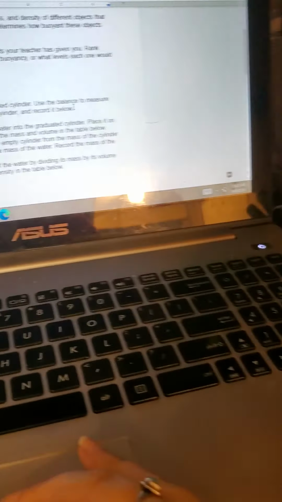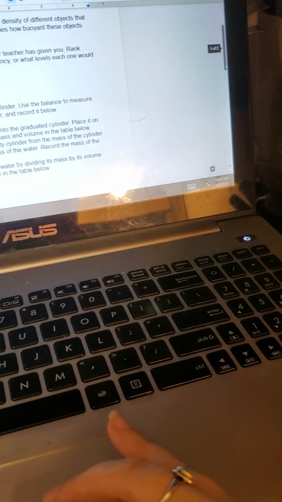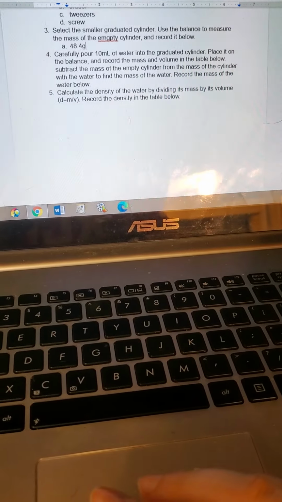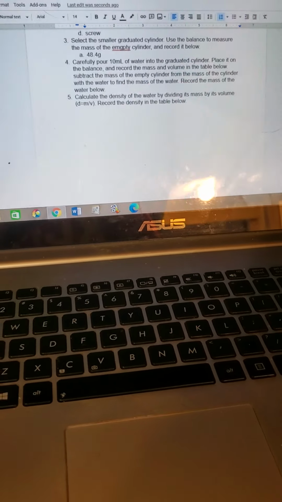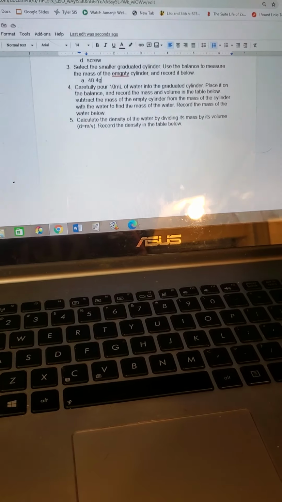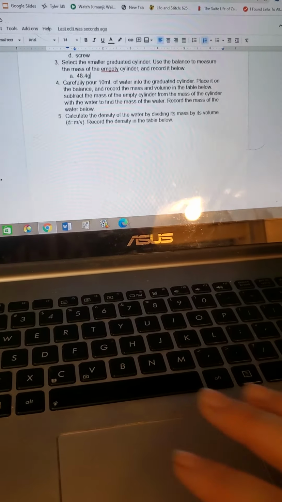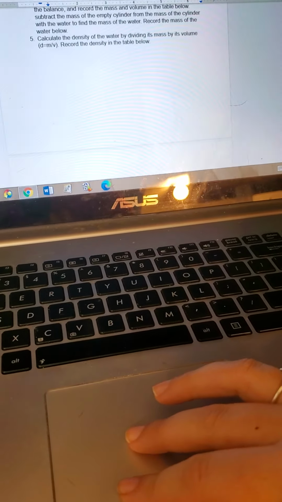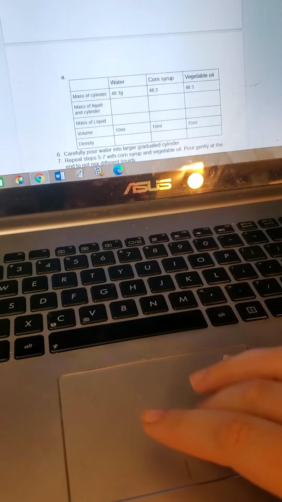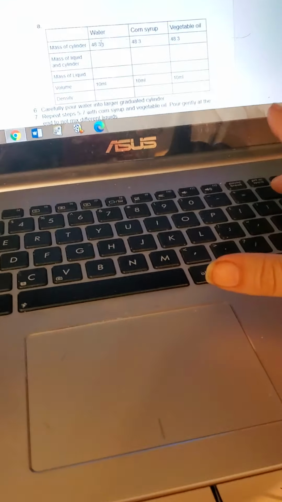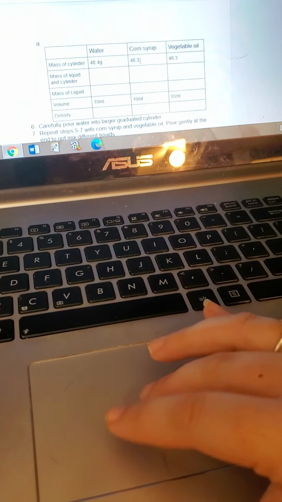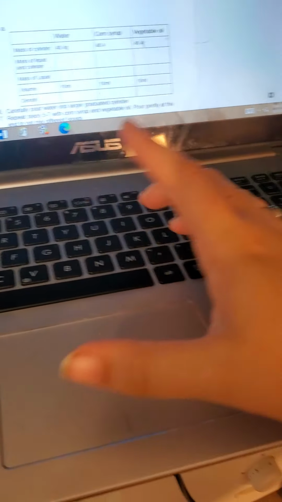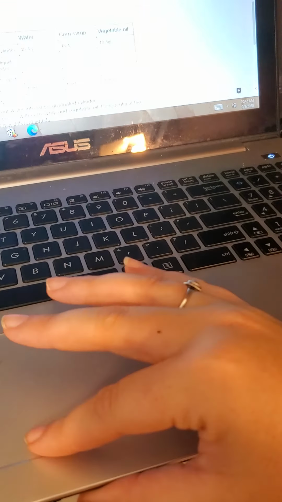Grams. Okay. So now we're going to slide down here, and it says carefully pour 10 milliliters of water into the graduated cylinder and place it on the balance and record the mass. Volume in the table below. Subtract the mass of the empty cylinder from the mass of the cylinder with the water, so you can get the mass of the water and record it below. So the mass of the cylinder is going to be 48.4 grams all the way across because it's just the mass of the cylinder. It doesn't have anything in it yet.